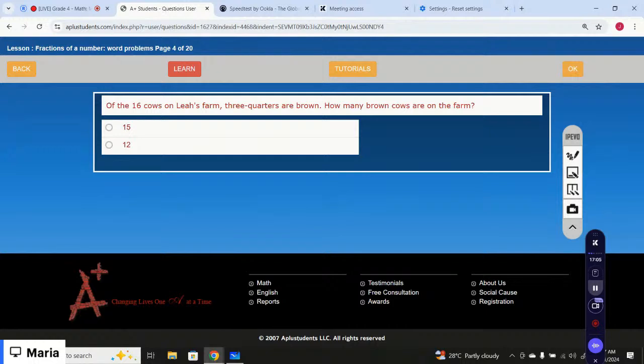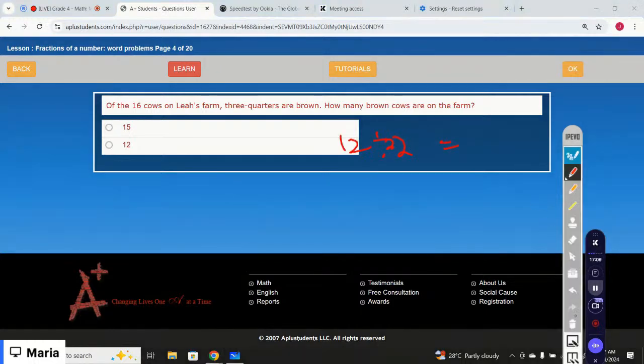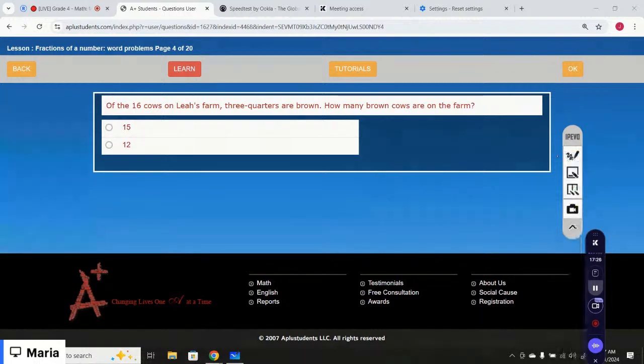You have to do 3/4, right? That is 3/4. 3/4 means you have to do 3/4 times 16. So 4 times 4 is 16 and 4 times 3 is 12. That means 12 of the cows on the farm are brown. So the correct option is 12. Option number 2 is the correct option.